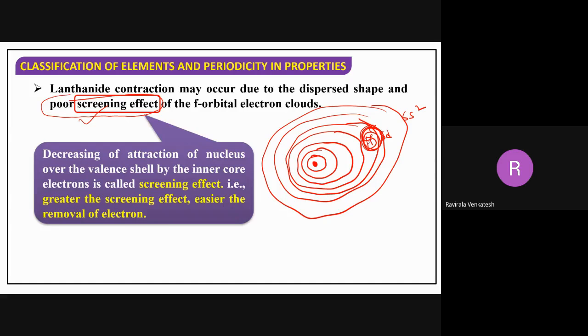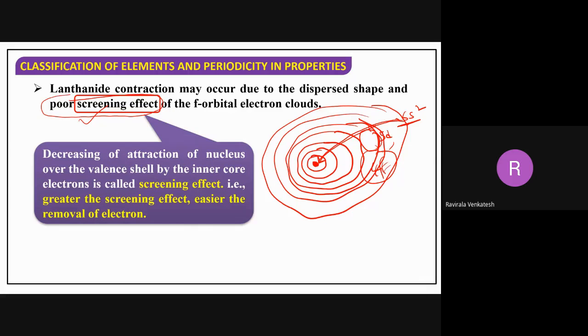The screening effect of the 4f orbital will be very, very less because of their peculiar shape. Because of their peculiar shape, they cannot screen the 6s2 electrons. That is why the nucleus easily attracts the 6s2 electrons. When the 6s2 electrons are readily attracted by the nucleus, the size decreases, compresses. That means the shielding effect is not happening actually.